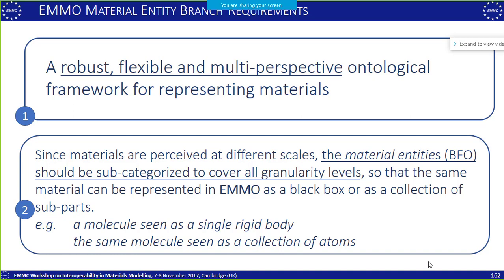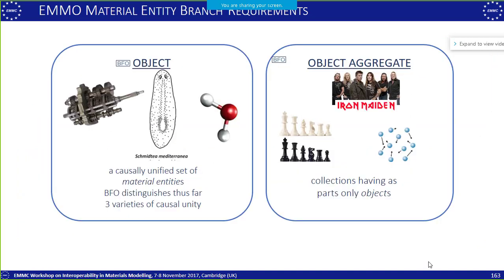And now we go through all the levels of granularity. For some reason they like Iron Maiden. So object aggregates are collections having as parts only objects. That's exactly what BFO says. But then there are objects, some of which are artifacts, some of which are organic, and some of which are natural aggregates, or natural connected wholes. And so anyway, we don't need to bother about that.